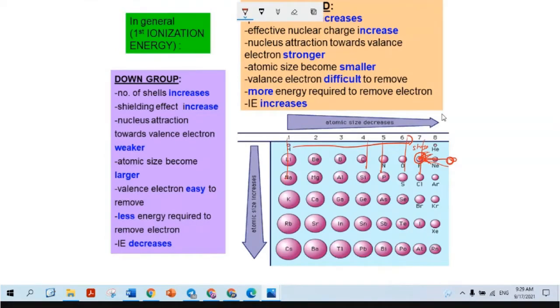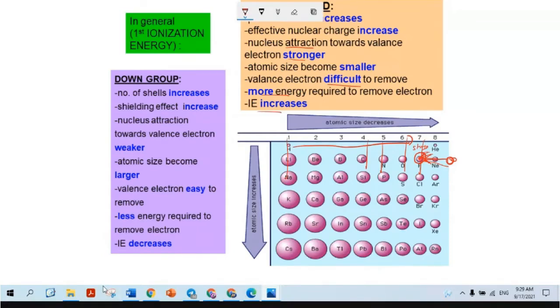So the valence electron is difficult to remove when the size gets smaller. Why? Because the attraction is stronger. If you want to remove that electron, you need more energy. When more energy is required, IE increases.